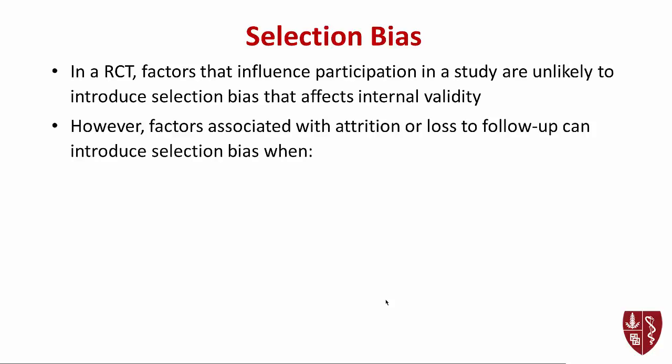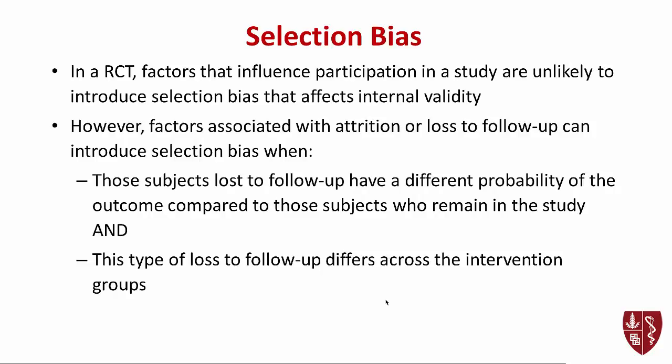However, factors associated with attrition or loss to follow-up can introduce selection bias in a randomized trial when two of the following conditions are met. The first one being that subjects who are lost to follow-up have a different probability of the outcome compared to those subjects who remain in the study. And this type of loss to follow-up differs across the two intervention groups that are being compared.